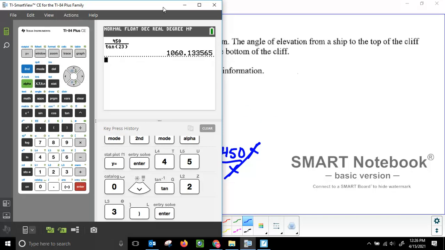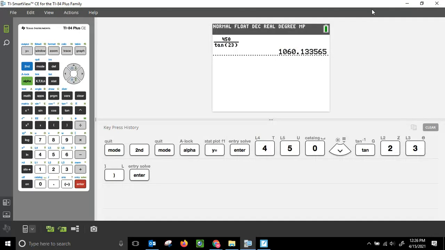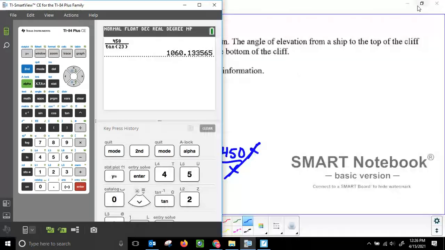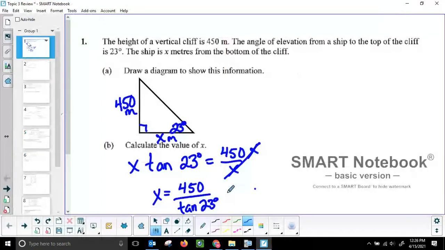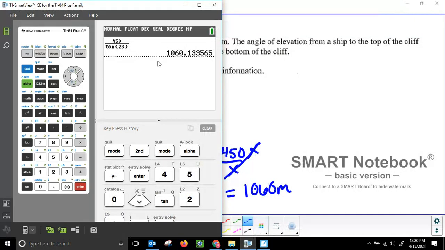So to 3 sig figs, you could just say 1060. All right, we could just say 1060. Or like I said, they accept exact answers, so you could write this entire thing, and they will accept that as well, okay?